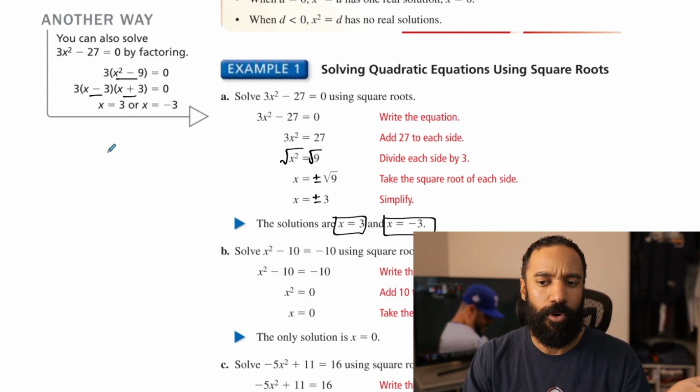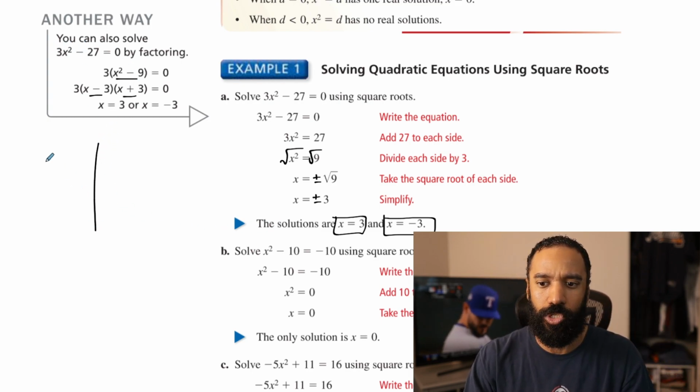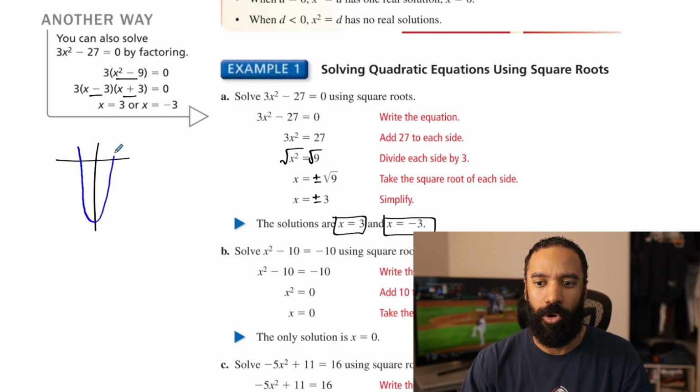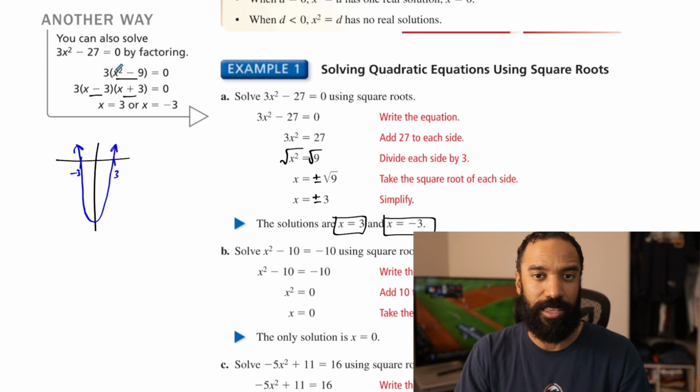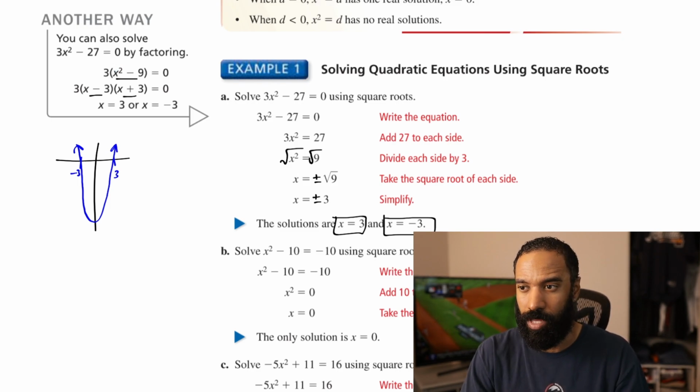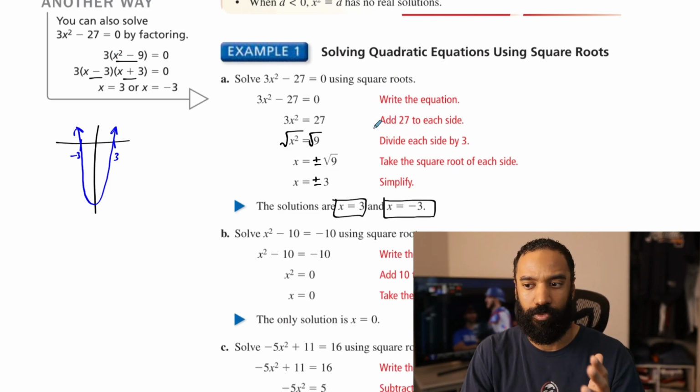A third way of seeing it, of course, is through the graph. If I graphed y equals 3x squared minus 27, I'm not going to get deep into the notion, but it's a parabola. It would go like this, and it would cross at the x-intercepts of negative 3 and positive 3. So there's no denying the fact that the negative part is a solution to this. We just got to recognize kind of where it comes from.